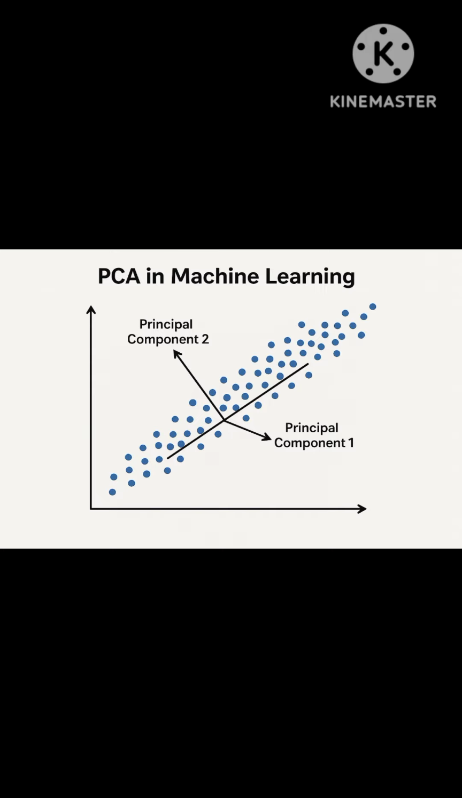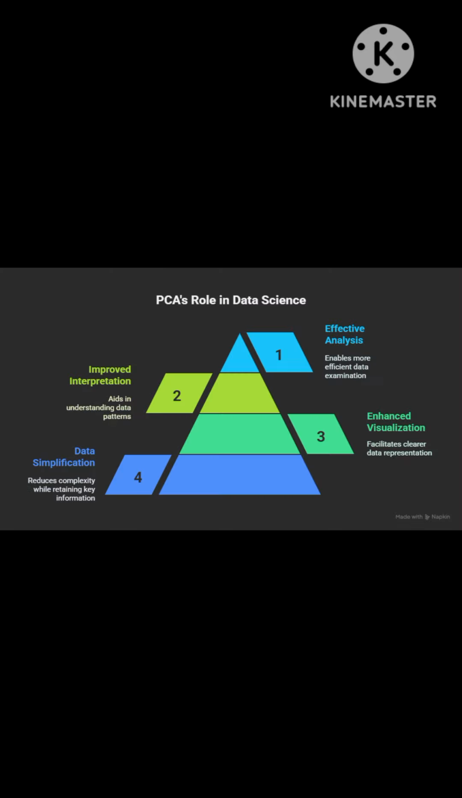PCA is a technique which can transform higher dimensional data to lower dimensional data while keeping the essence of the data. Some benefits of using PCA are enhanced visualization, effective analysis, improved interpretation, data simplification, and faster execution of algorithms.